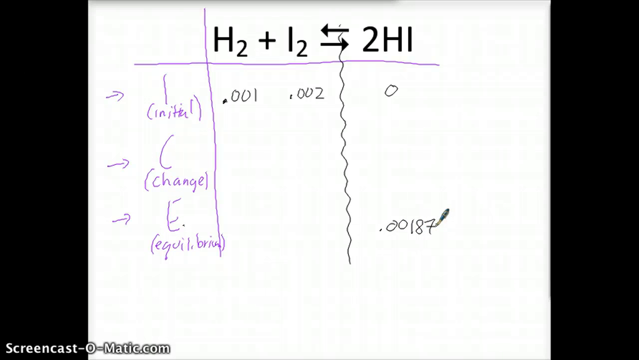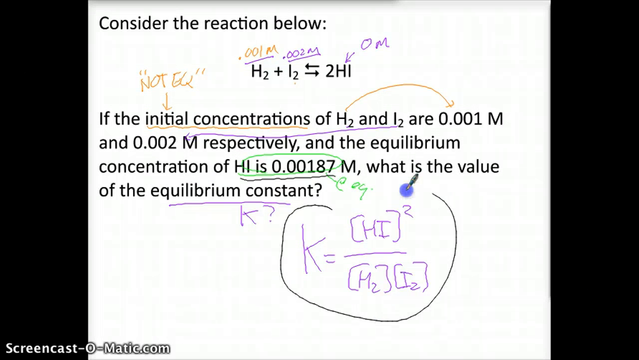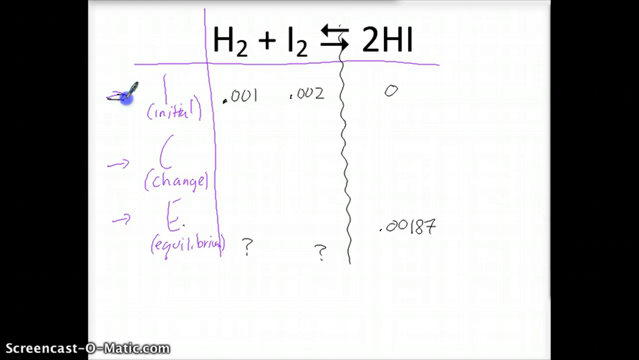Now I got to fill in the extra information. I'm trying to get K. So to get K, I need to know the concentrations at equilibrium. In order to plug numbers into here, I need to know what these values are at equilibrium. Since it's not at equilibrium initially, the reaction is going to shift. Which way is it going to shift?